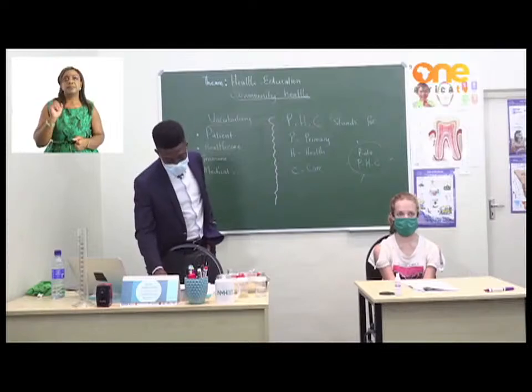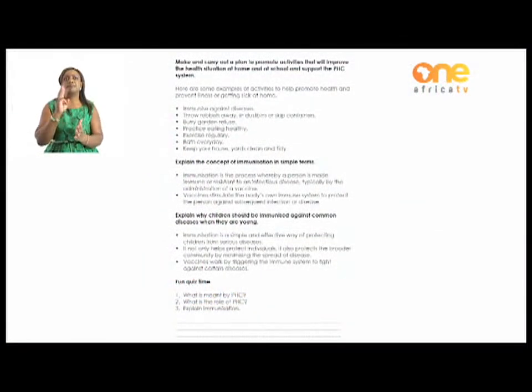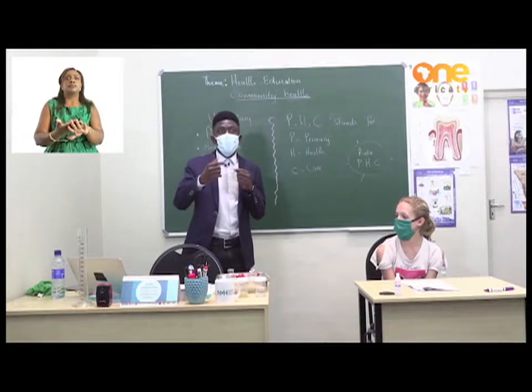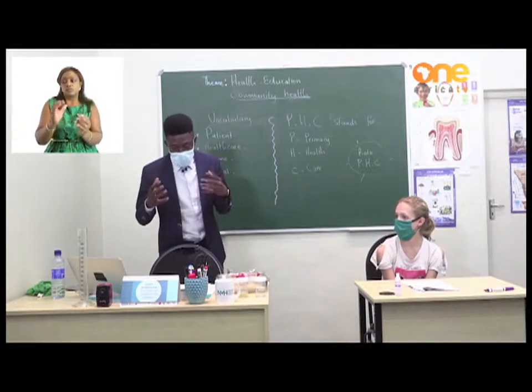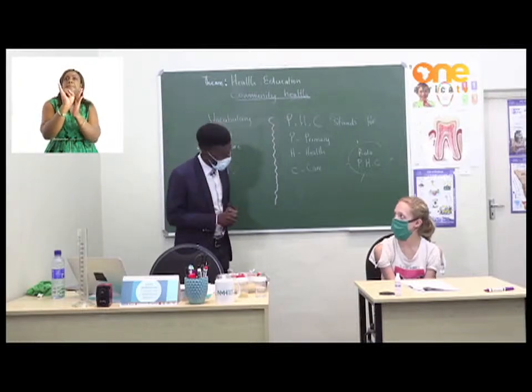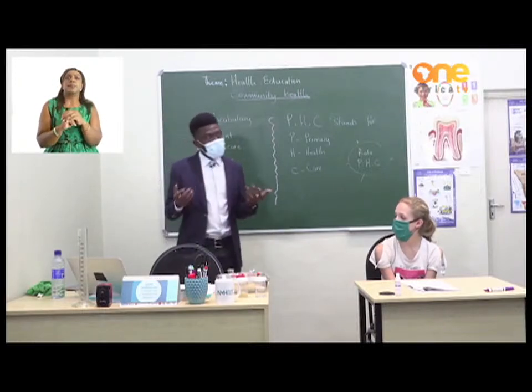Right, let's turn to page 30. Here it says, make and carry out a plan to promote activities that will improve the health situation at home and at school and support the PHC system at the same time. Well, here, we are looking at the things that we can do as individuals to help promote health and prevent illnesses at home. Right. What are these things?